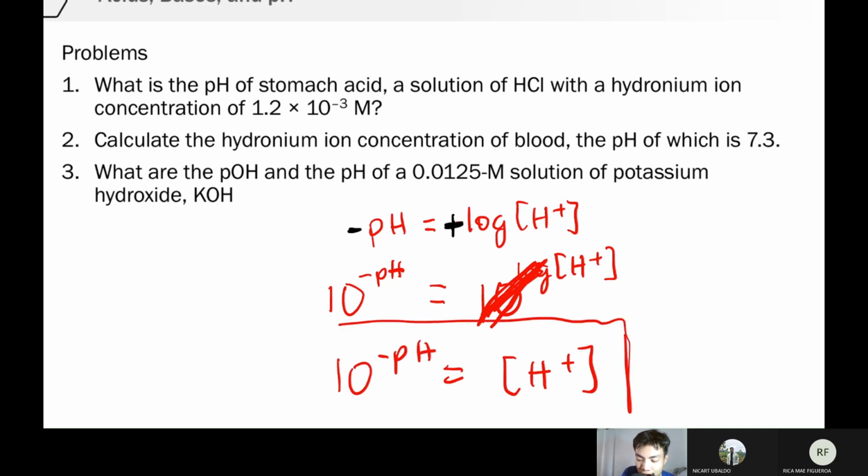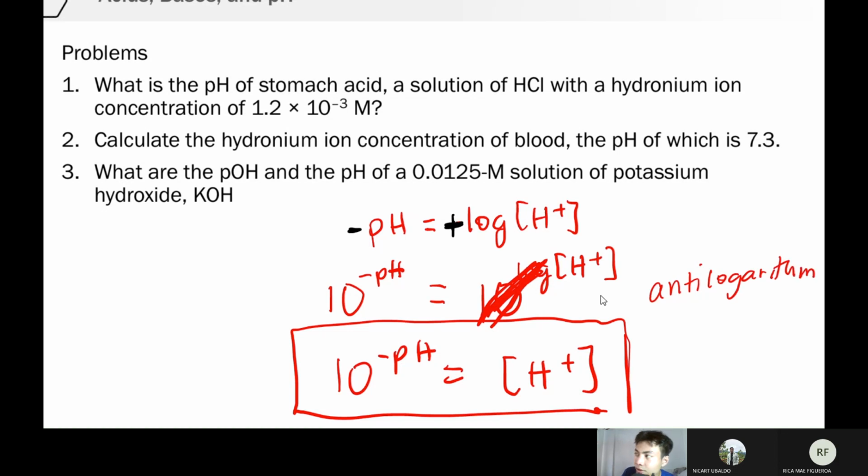So, ito yung final equation that we need to solve for the concentration from the pH. This is the anti-logarithm. So, yun yung ginawa natin dito, anti-logarithm. Okay? So, yung base ng logarithm natin, yun yung ginawang base ng exponent. Ganun daw sabi ng algebra. So, ito yung equation na gagamitin natin for number 2, if you want to convert pH to concentration.